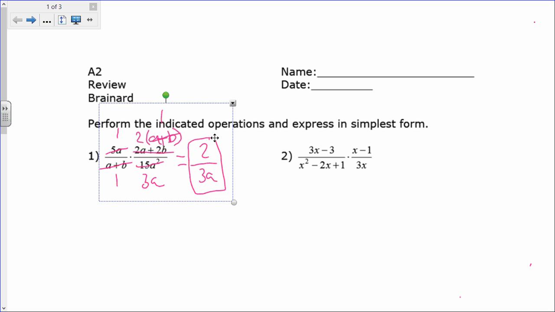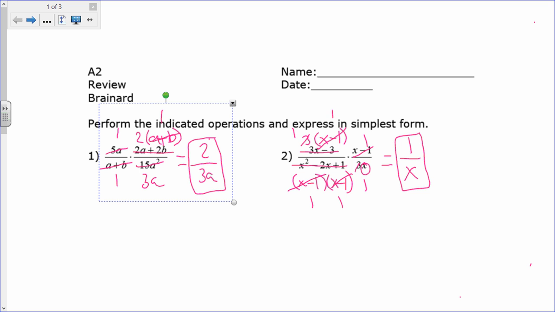Same idea for number 2. Factor where you can. Here I have a GCF of 3, so I need to take that out and have x minus 1. Here I can factor, and that's an x minus 1 and another x minus 1. And that's it. So I'm going to cancel out one of these x minus 1s with that x minus 1, this x minus 1 with this x minus 1, this 3 here with this 3 here, and it looks like all I'm left with is just an x on the bottom, so it's just 1 over x.